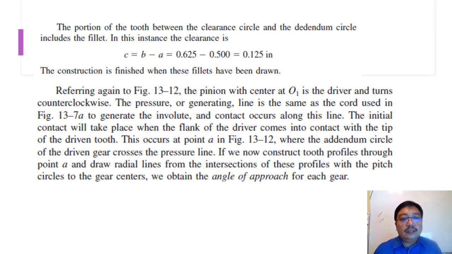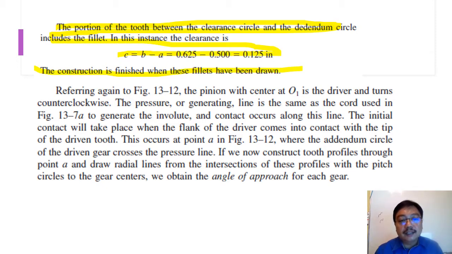If you can see this portion, the upper portion is from the previous video. The text from the previous video was talking about the clearance. Referring to figure 13.12, the pinion with center O1 is the driver and turns counterclockwise. The pressure or generating line is the same as the cord used in figure 13.7a to generate the involute. There is a video on involute itself. You can see my previous video on how to draw an involute. And contact occurs along this line.